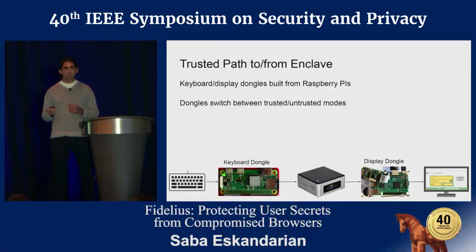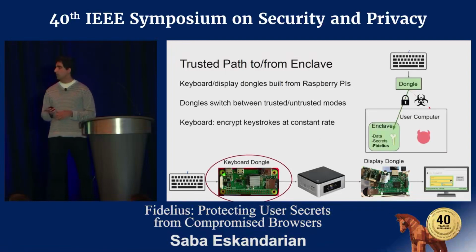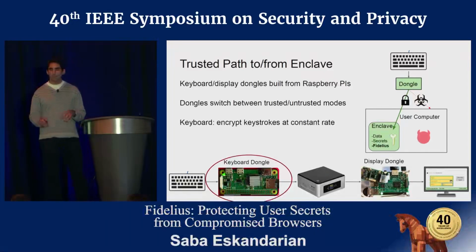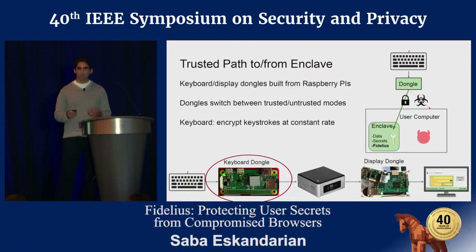What gets interesting is when we switch into the trusted mode. In the trusted mode for the keyboard, the dongle begins to simulate a second device. This second device sends a constant stream of encrypted packets into the enclave. These packets are encrypted with a key shared between the dongle and the enclave, and they are sent at a constant rate because we don't want to reveal anything about the typing patterns of the user to an attacker. If a user presses a key, the encrypted packet is going to contain whatever key the user pressed. If the user doesn't press a key, just empty packets are sent.